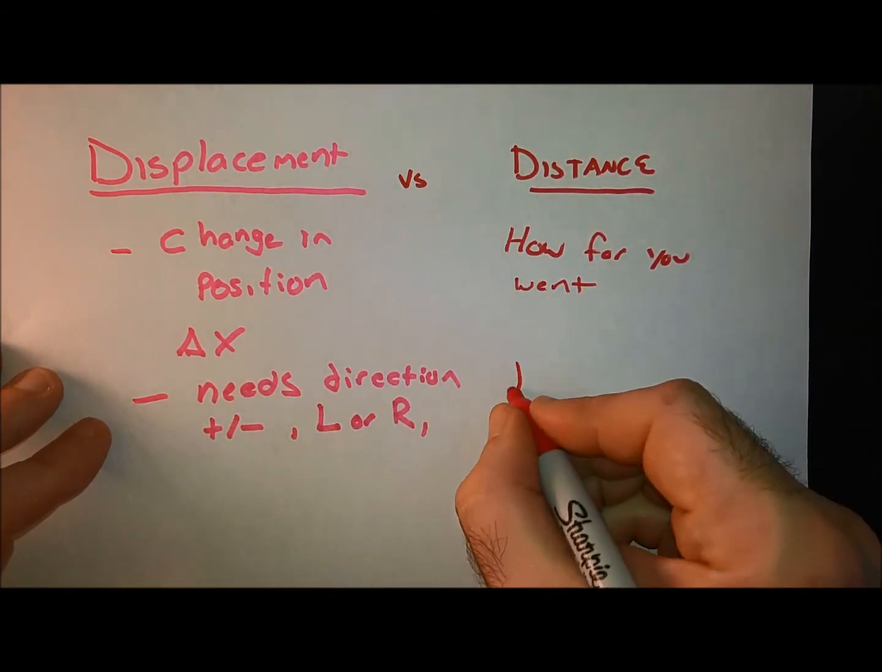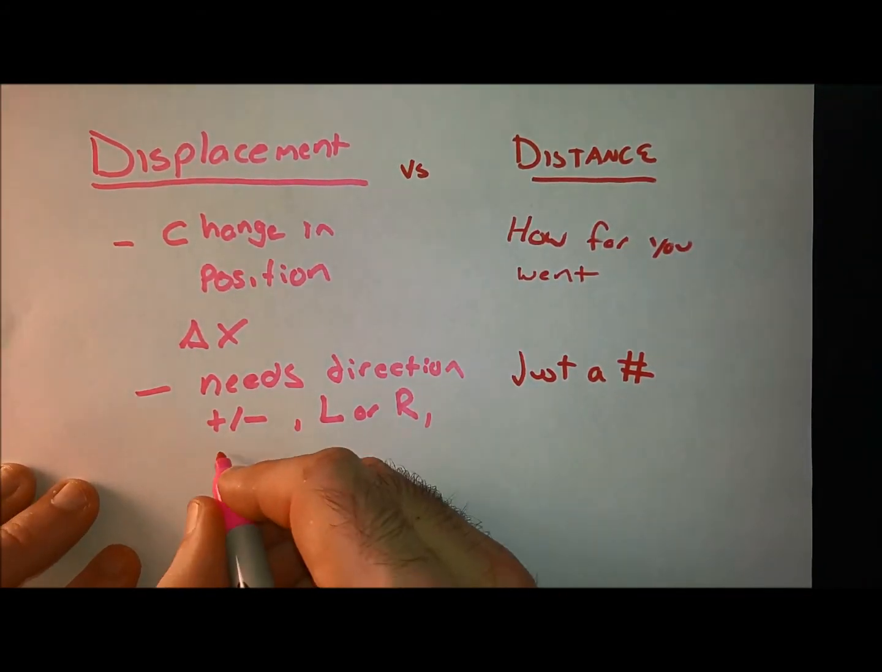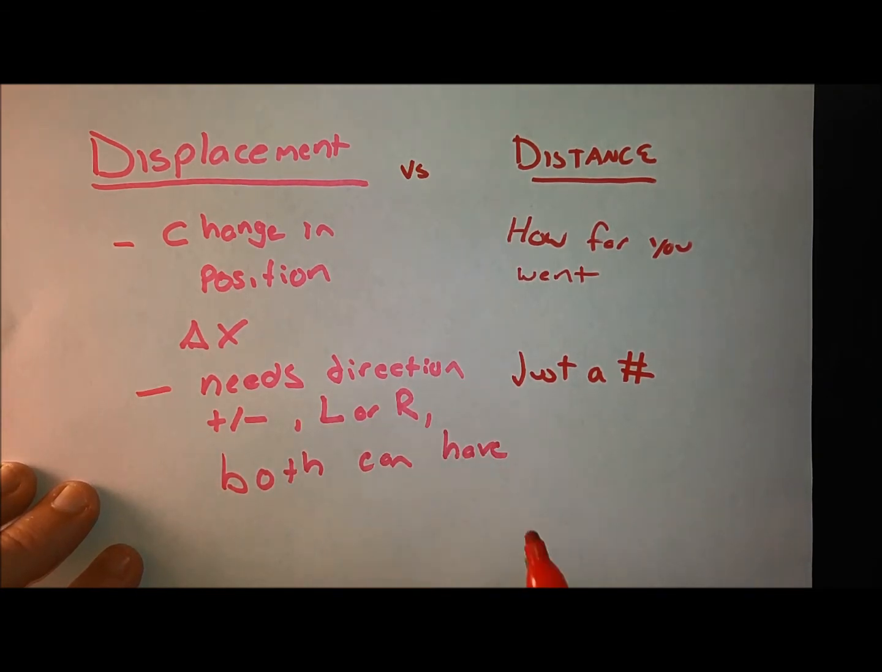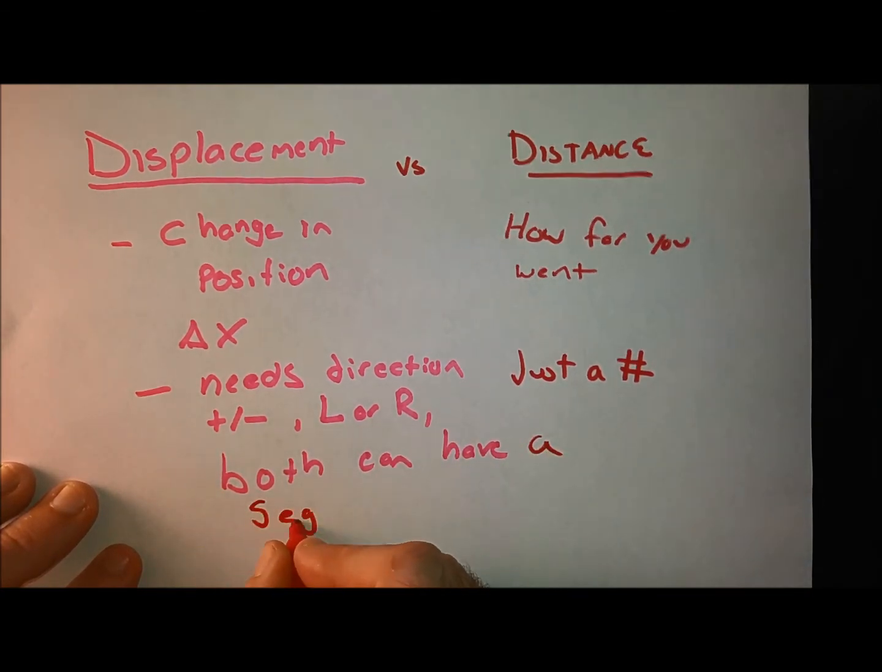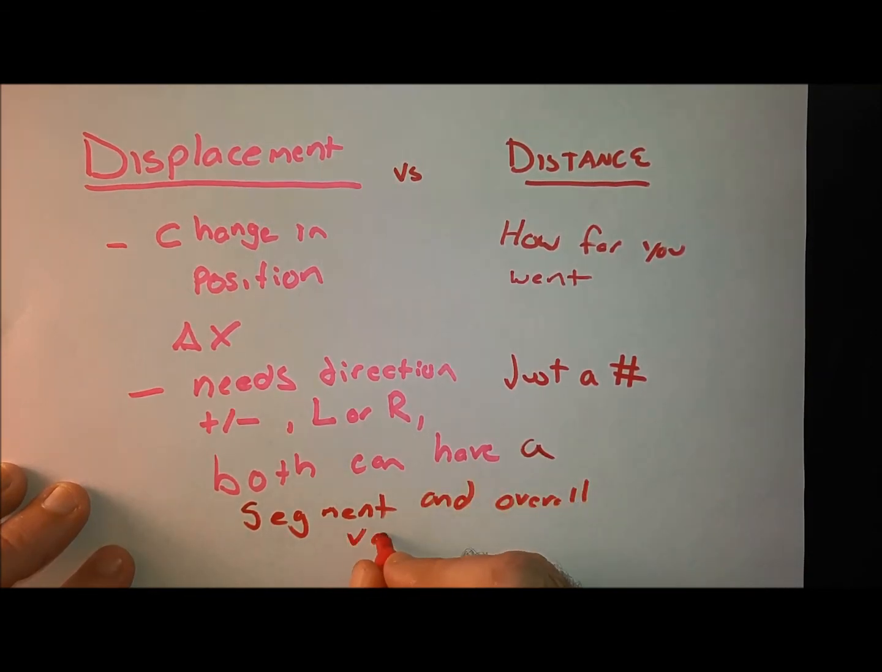Distance, however, is always just a number. Notice the last answer wasn't 3 left or 3 right. It was just 3 overall. However, both distance and displacement can have what we call segments as well as an overall value. So let's see what I mean. Let's kind of slow it down a little bit more.